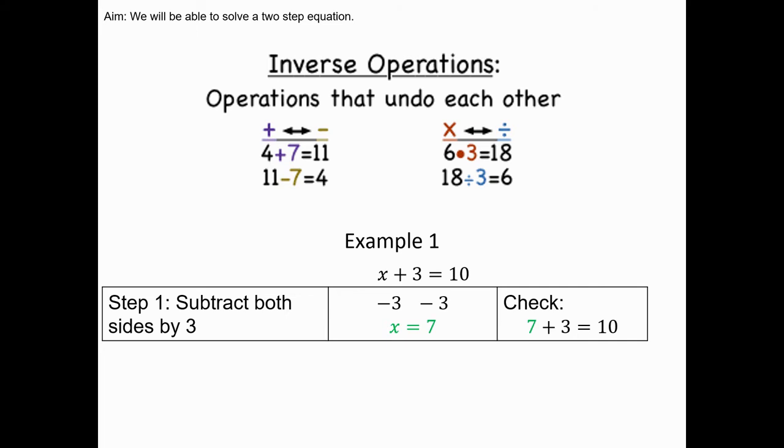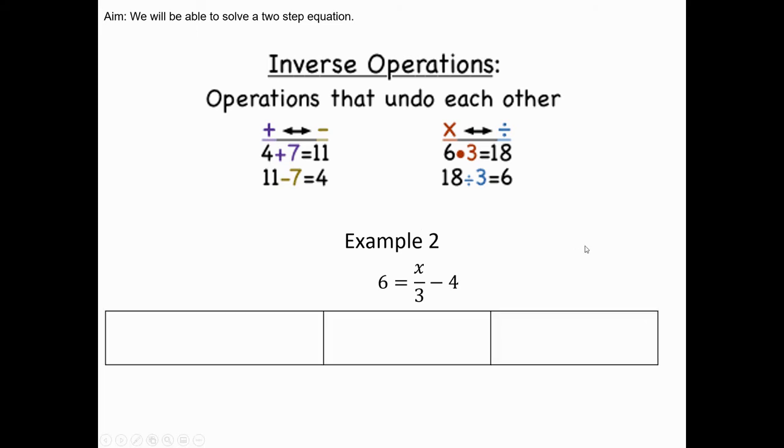Let's do a two-step equation. So here we have something a bit more crazy. 6 equals x over 3 minus 4. Notice how we have this line right here, x over 3. Guys, don't get scared by this. All this means is x divided by 3. Don't worry about fractions too much. I know people aren't a big fan of that, but x over 3 means x divided by 3.